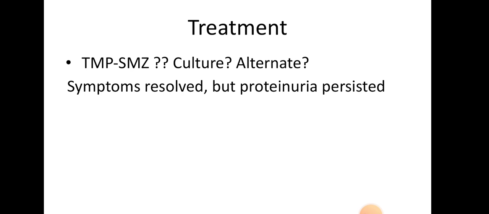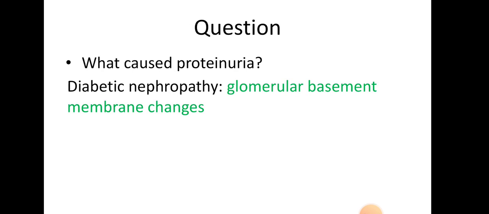So the symptoms resolved anyway, but proteinuria persisted. So proteinuria is not related to the urinary tract infection. That's the thing. In this case, they are mentioning something, but at the end they're asking about something else. It's asking about what's causing this proteinuria. What's actually causing this proteinuria is diabetic nephropathy. There are glomerular basement membrane changes.